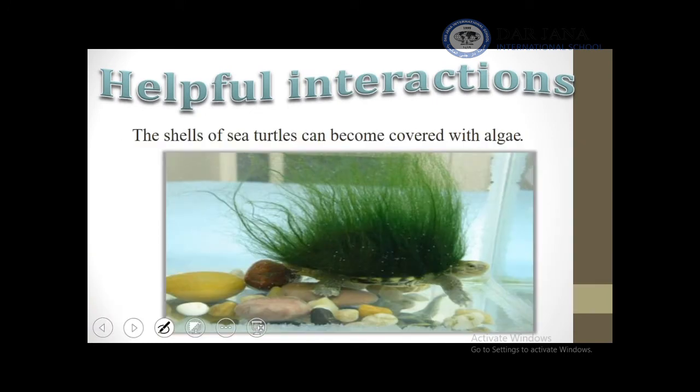The second type is the helpful interaction. Why? Because both animals will be helped. They will get the benefits of this interaction.